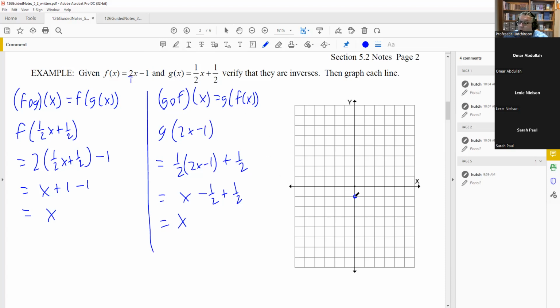So from this point, I'm going to go up 2 units and over 1 unit. Up 2 over 1. I can just keep doing that, up 2 over 1, up 2 over 1, however many times I want, to get these just like that. And so this right here is going to be the f of x. Next thing on the graph is the 1/2 x plus 1/2.